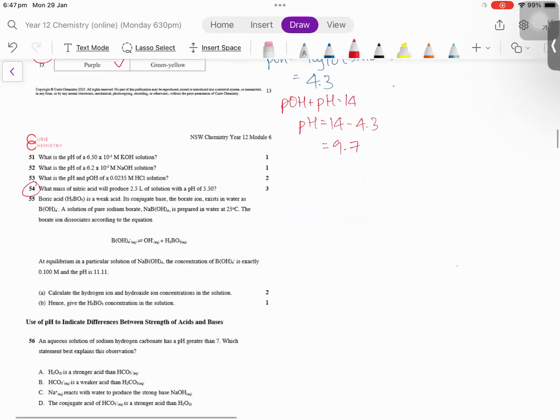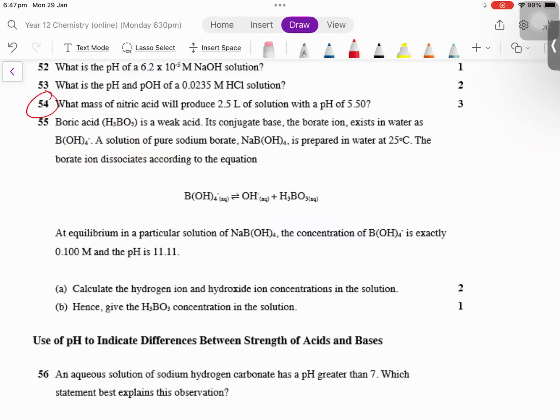Okay, so that's question 50. So I'm going to invite you guys to help me out with question 54, okay? Work backwards for me, yeah? Working backwards means that I start at what the question wants. Question 54 says, what mass of nitric acid will produce 2.5 liters of solution with a pH of 5.5?